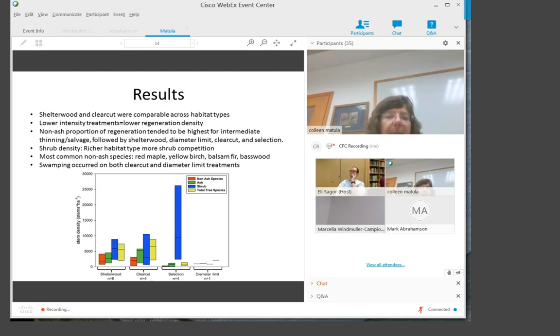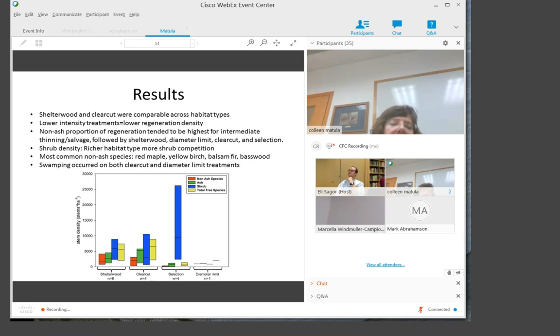So this is an interesting fact to find: if you want to manage for non-ash species in these areas, you might want to consider a shelterwood harvest. Also, shrub densities were higher in the richer habitat types that we have in the state. And some of the non-ash species included red maple, yellow birch, balsam fir, and basswood. Actually, some of the species that we found on that clear-cut coppice with reserve treatment that I mentioned before.